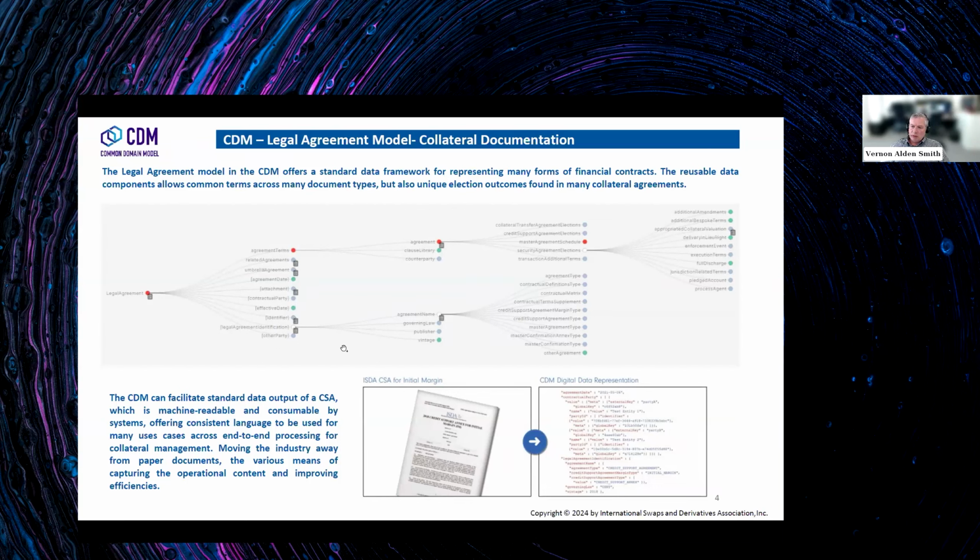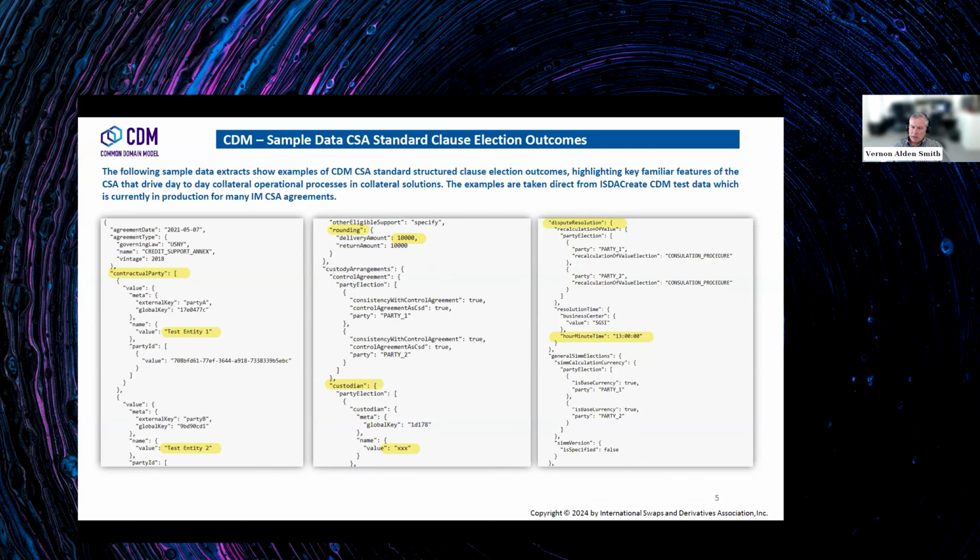So you can see here, you can convert, for example, one use case, a PDF document from its paper form into a structured digital data representation using the CDM, and that can be more easily machine readable and consumable by systems and computers and collateral systems, for example. Just some examples here, and these are actually taken from the ISDA Create test data. These are CDM extracts of CSAs that show you common parts of those outcomes, such as the contractual parties, test examples, rounding of an agreement, the custodian, dispute resolution, times. These can all be captured in a standard way using the CDM data types and attributes.